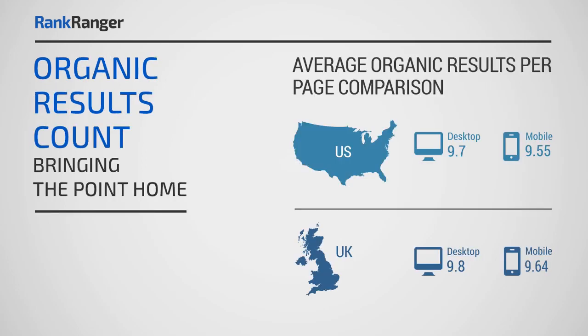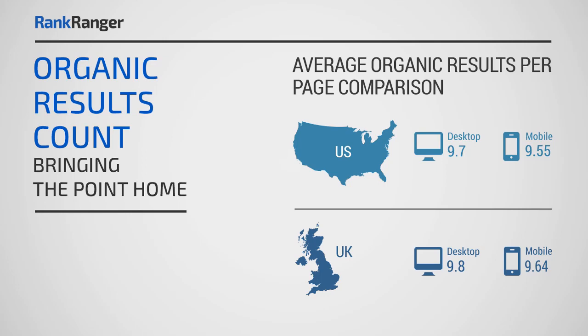And we're going to take a look at the organic results count. This is the average organic results per page. If you look at the US and the UK, the data on desktop and the data on mobile is not that different, meaning on average you are going to have about 9.7, 9.5 organic results per page. Obviously, you don't have half a result per page, but on average, on desktop and on mobile, there's really not that big of a difference. Looking at the UK, the same thing. It's marginal between the average organic results you'll find on a desktop SERP and on a mobile SERP.